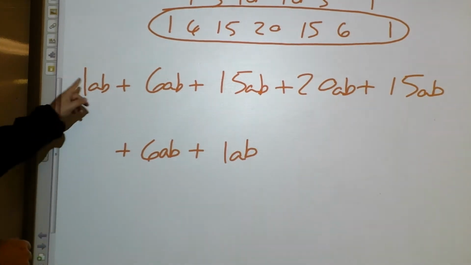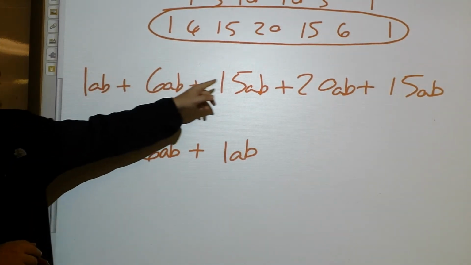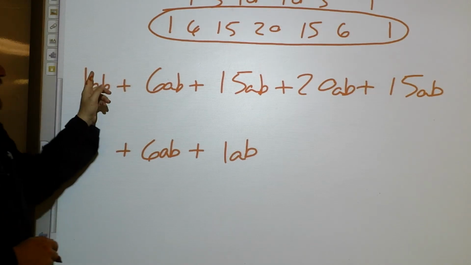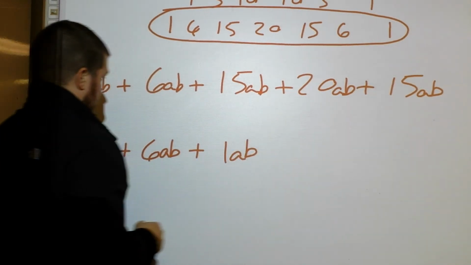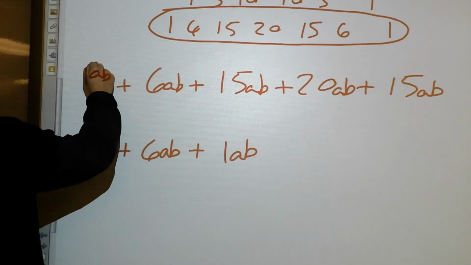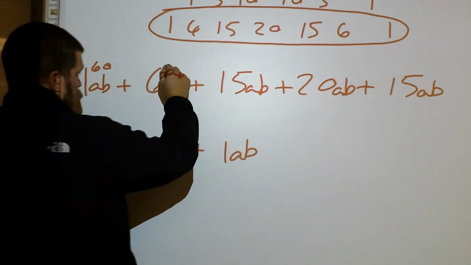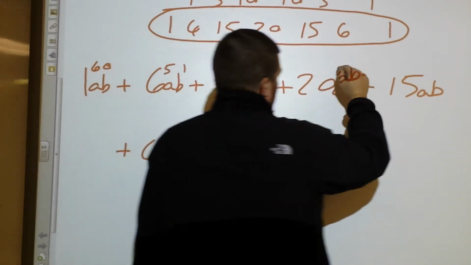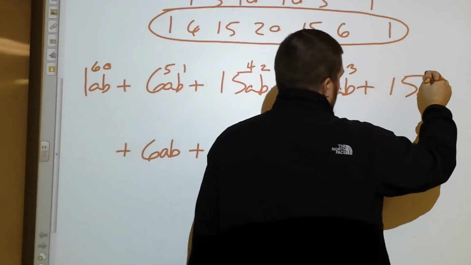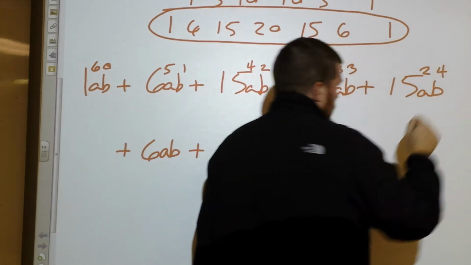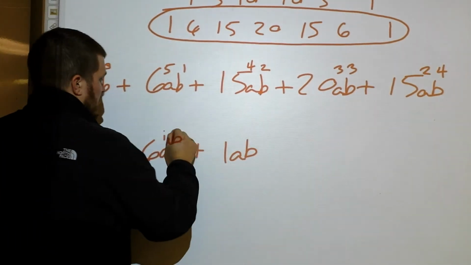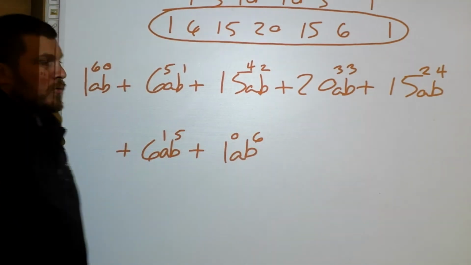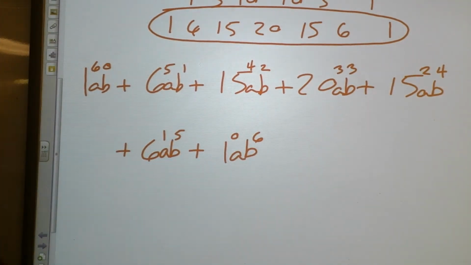And now, again, powers of A decrease as we go to the right. Powers of B increase as we go to the right. So our highest power was 6. So 6, 0, 5, 1, 4, 2, 3, 3, 2, 4, 1, 5, 0, 6.